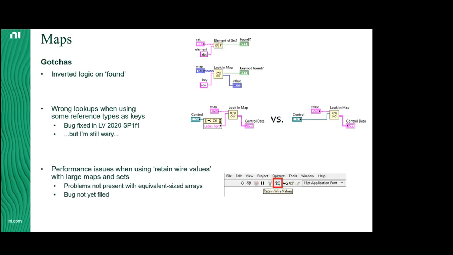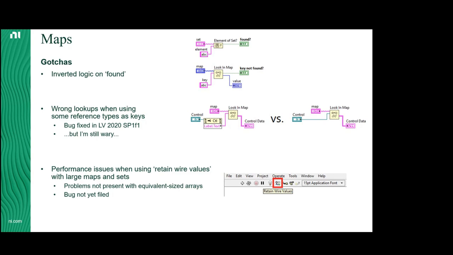All right, the last gotcha for maps. This is a bug that I have not yet filed. I intend on filing it soon. If you have never used the debugging feature in LabVIEW, retain wire values, it is so helpful. It is so useful. It keeps you from having to throw probes on every possible wire on a block diagram. You just turn on retain wire values, run your code, then you start dropping probes where you think the problem might be, and you try to find it.